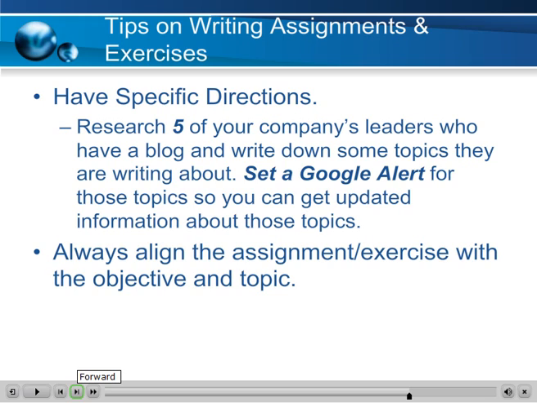And so that's why from the very first lesson, I taught you about alignment. You always have to make sure that alignment's there. So make sure that those exercises and those assignments always align with that topic and objective, okay? And you'll be good to go.